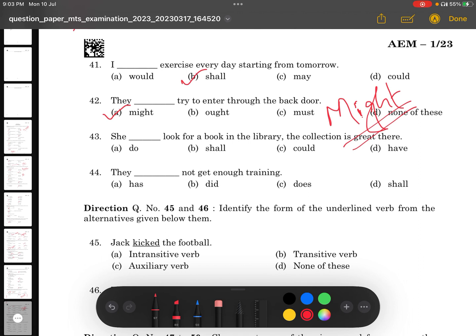Have and she never comes together. The only option that remains is could. So could is the correct answer here. So she could look for a book in the library. The collection is great there.